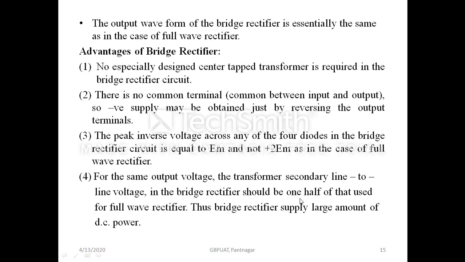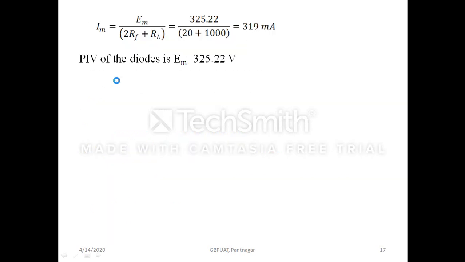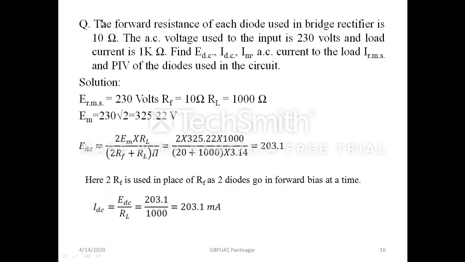For the same output voltage, the transformer secondary line to line voltage in the bridge rectifier should be 1/2 of that used for the full wave rectifier. So the bridge rectifier supplies a larger amount of DC power as compared to the full wave rectifier.